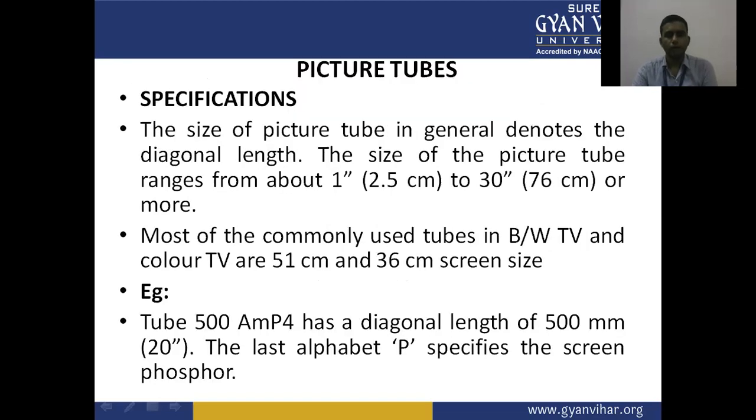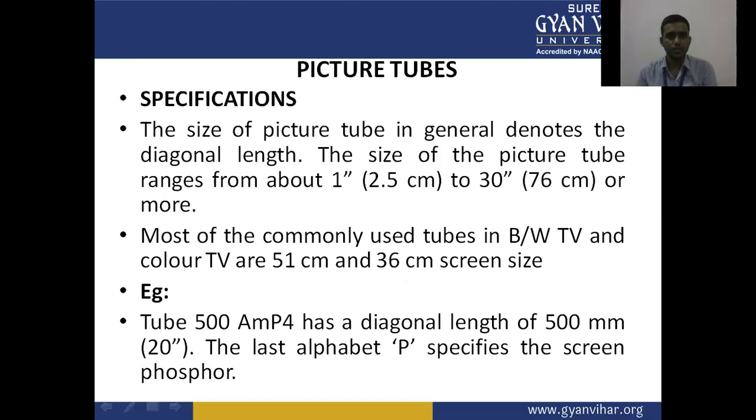Now, after discussing the camera tube, next is the picture tube. The picture tube is used at the receiver, and again I am explaining that the picture tube is a tube which converts the electrical voltage into the image.